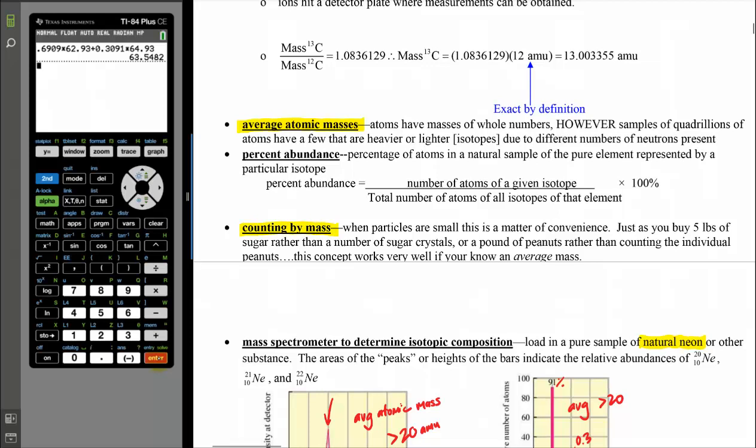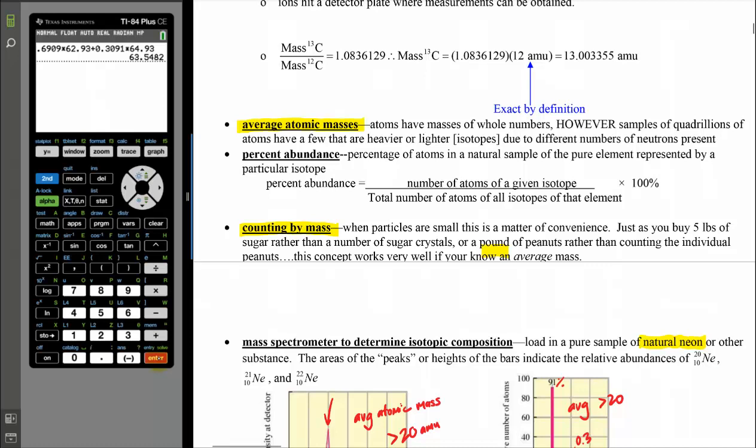Counting by mass is the idea that it's really impossible to count a lot of things out one at a time. And the example that's given here in this paragraph is that you wouldn't go to the grocery store and buy 5 pounds of sugar by counting out the grains. You wouldn't go into the store and buy 300 million grains of sugar. You'd go into the store and buy 10 pounds or 5 pounds. You wouldn't go into the store, as it says here, and buy 550 peanuts. You'd go into the store and buy a pound of peanuts or 2 pounds of peanuts.